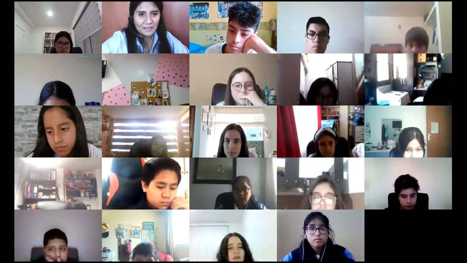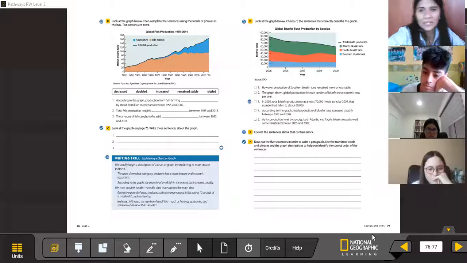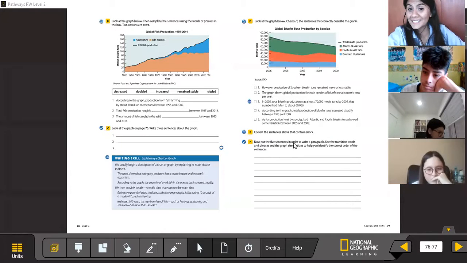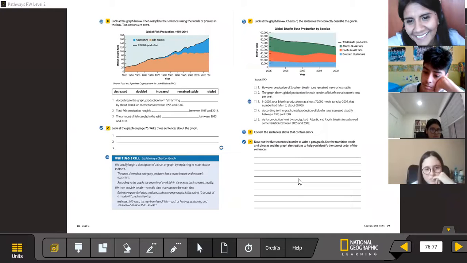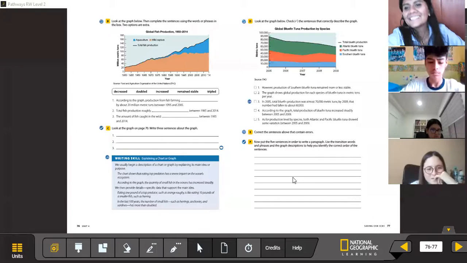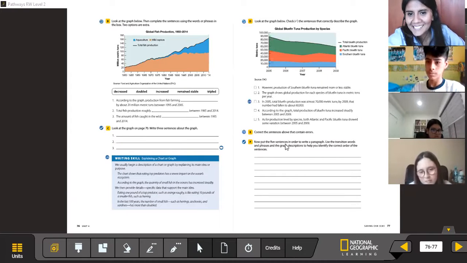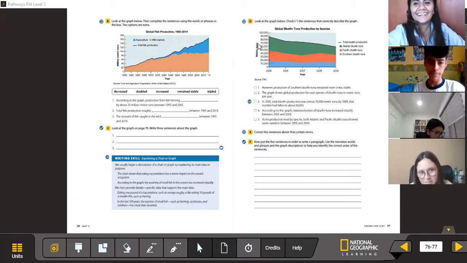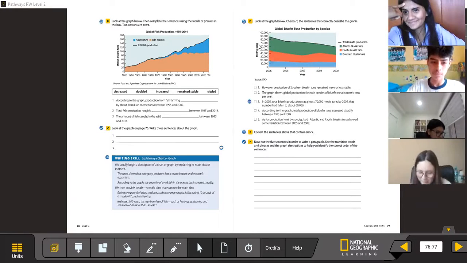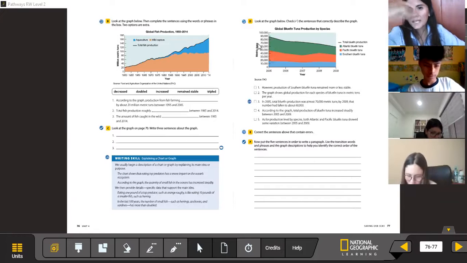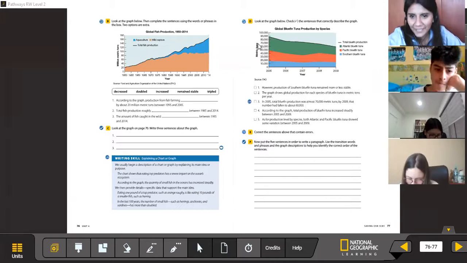Okay? I'm going to go back again to the idea. It says, now put the five sentences in order. It says the homework, yes or no? Most of you put some of you put the sentences here in order. But what it says is, in order to write, put the sentences in order to write a paragraph.